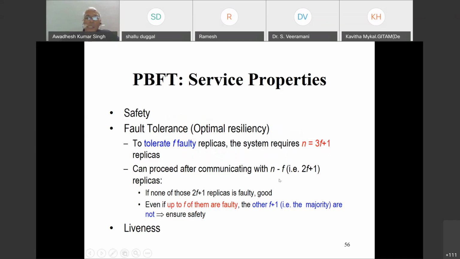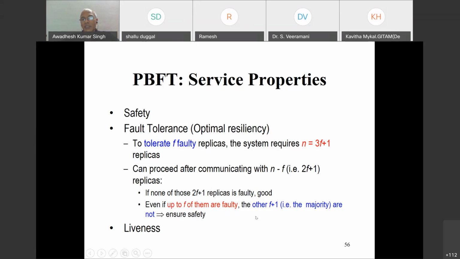Now, minus F, because F is the faulty, so 2F plus 1 is left. Out of 3F plus 1, F is the faulty, so 2F plus 1 are left. So 2F plus 1 is still a majority. So that's why if all 2F plus 1 are good, no problem. But if out of them F are faulty, then again we have F plus 1, a majority. So that is to ensure safety.